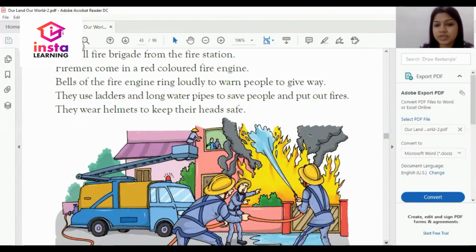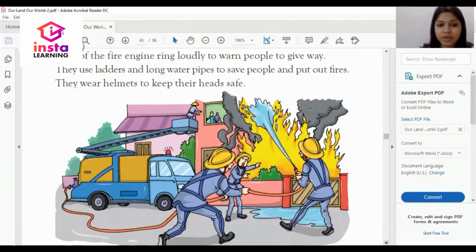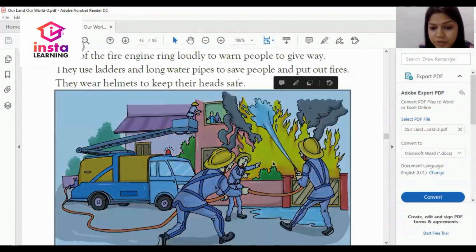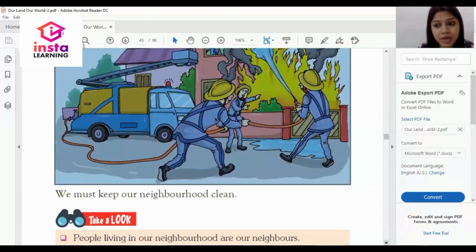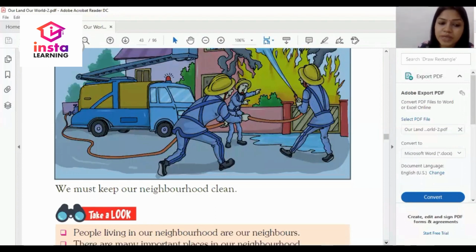तो बच्चों जैसे ये फायरमैन आपको दिख रहे हैं, इन्होंने क्या पहना हुआ है बच्चों? हेलमेट पहना हुआ है, जैसा कि आप मेरे स्क्रीन में देख रहे हैं. ये इसे क्यों पहनते हैं? ताकि उनका सर आग से बचा रहे.